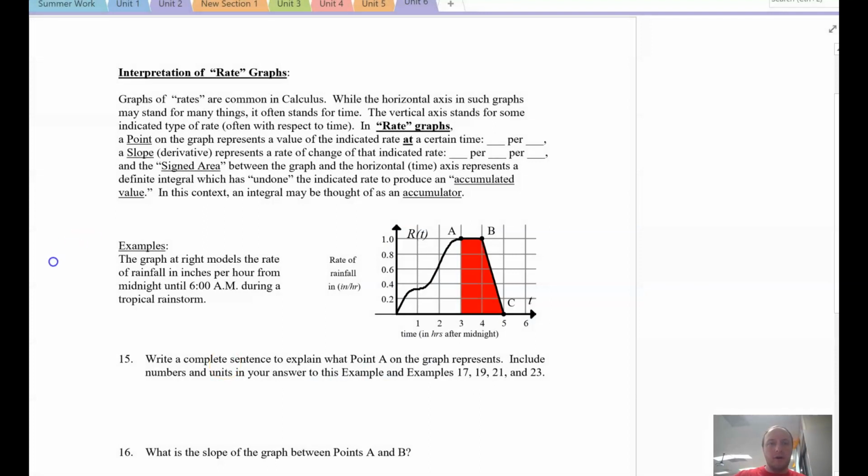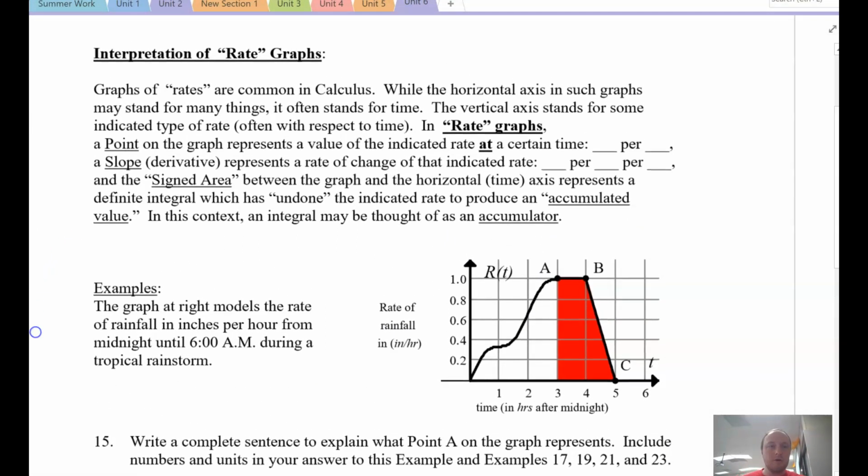First of all, what are rate graphs? Well, graphs of rates are common in calculus. Now, while the horizontal axes in such graphs may stand for many things, it's often time. So generally down here, you're going to see this axis always represent time in rate graphs. Okay, and they're called rate graphs because the vertical axis will often be some type of rate.